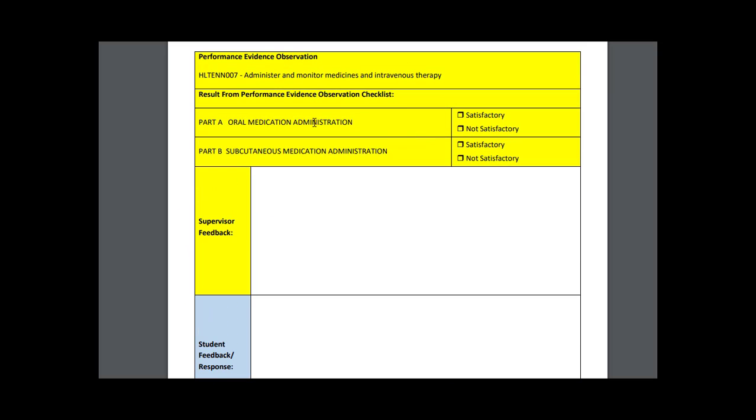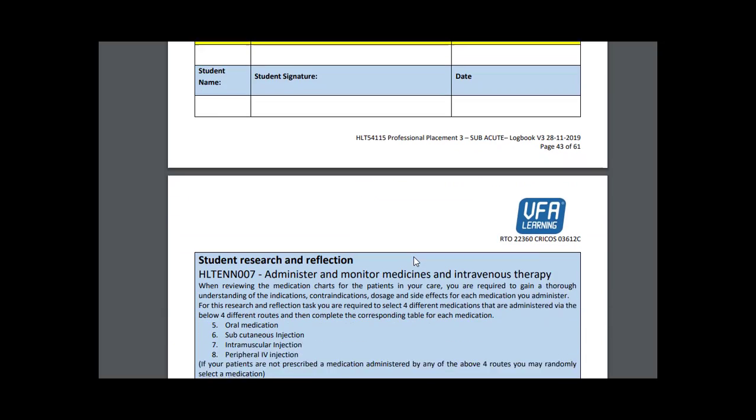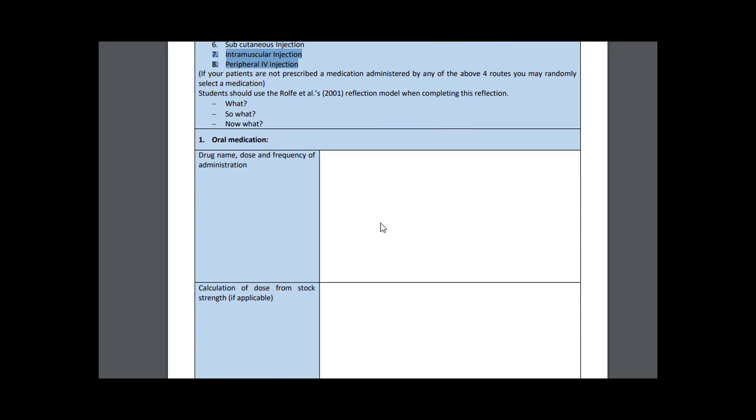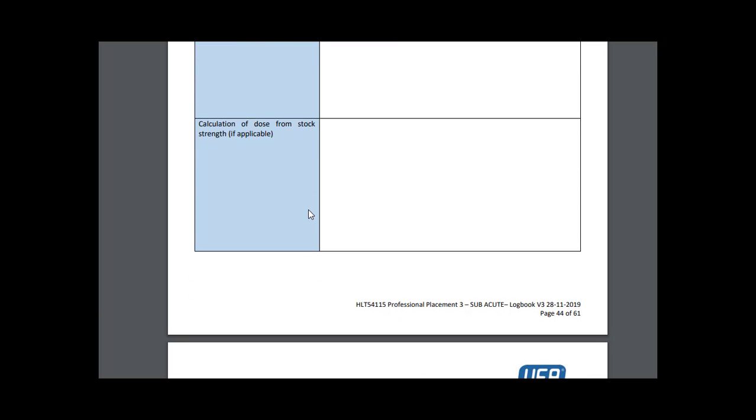And obviously here it's just the summary from the supervisor and then your response. And then we want you to provide a reflection on the medications that you administered. So the oral medication, the subcut, the intramuscular and the IV. The thing to remember here, if your patients are not prescribed a medication administered by any of the above 4 routes, well obviously the first 2 you will, but the bottom 2 maybe not, you may randomly select a medication. Like I said, ideally use the medications that you've looked up already that your patients are on. It'll be much easier for you and you'll know all this information.